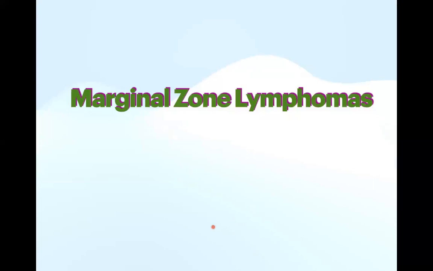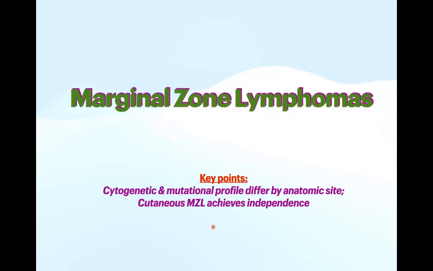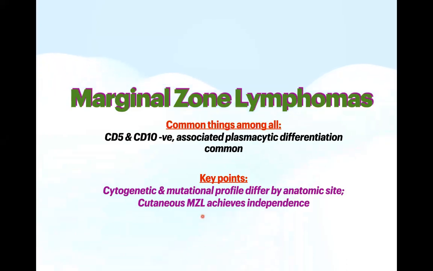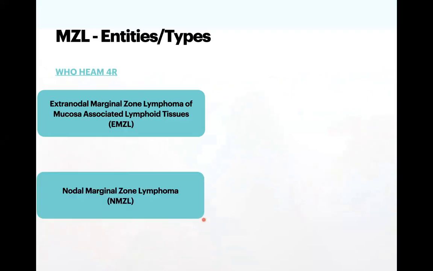So coming to the marginal zone lymphomas, the categories and entities are not much changed, but the cytogenetic and mutational profile differs by the anatomical site. Cutaneous marginal zone lymphoma, which was previously described as extranodal, now achieves independence. The common things among all marginal zone lymphomas is that CD5 and CD10 are negative, and they are commonly associated with plasmacytic differentiation. In the WHO fourth edition, there were only two entities, extranodal and nodal marginal zone lymphoma.